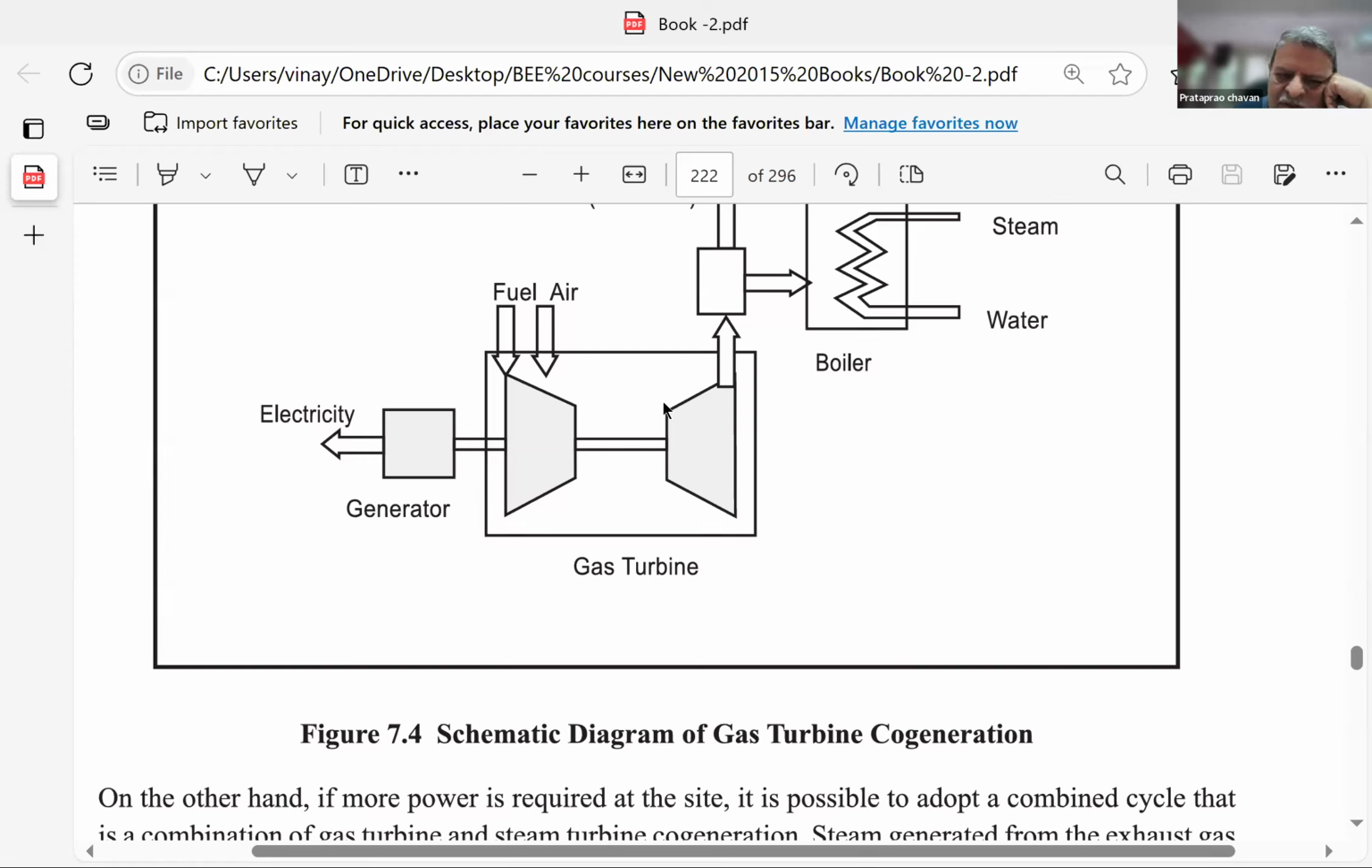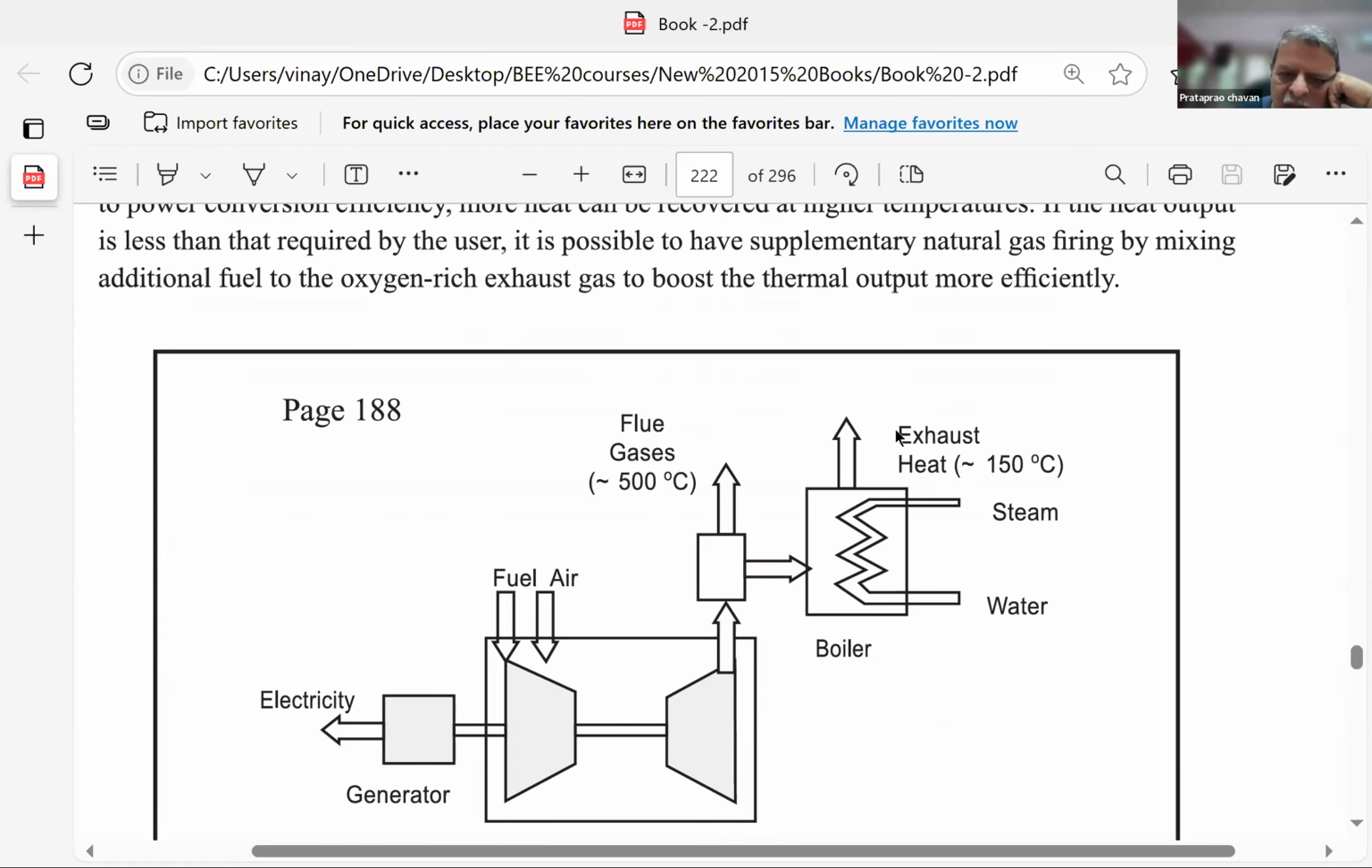This is a compressor stage, this is a turbine stage. The exhaust of the gas is going through the chimney, right? Here, the flue gas is going through the chimney. But the gas going through the chimney has very high temperatures, as high as 500 to 700 degrees centigrade. Now, such a high temperature heat in the form of gas, if we allow it to go to the atmosphere, environmentally it is not good, for one thing.